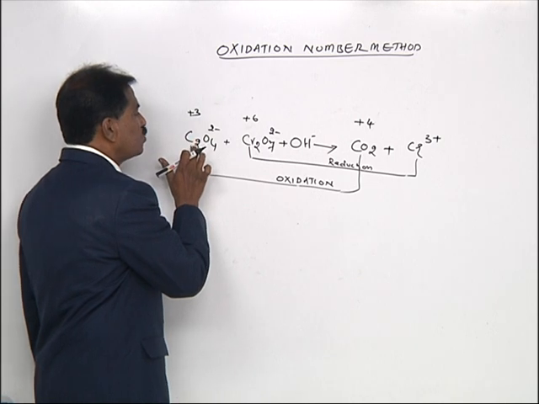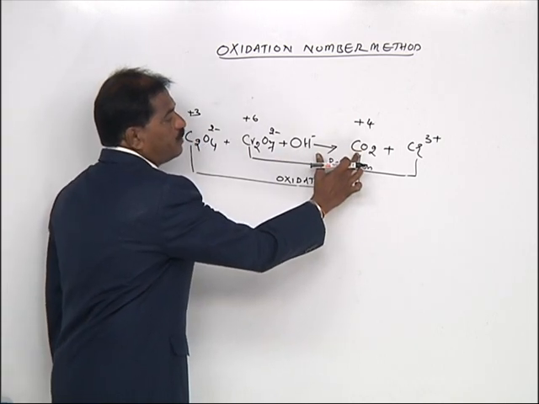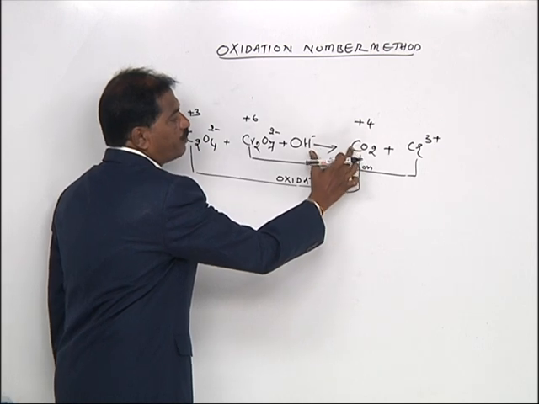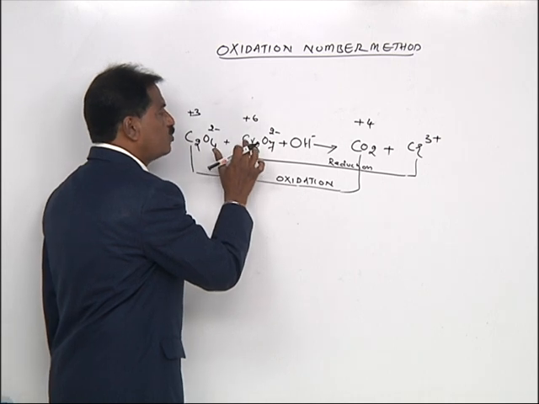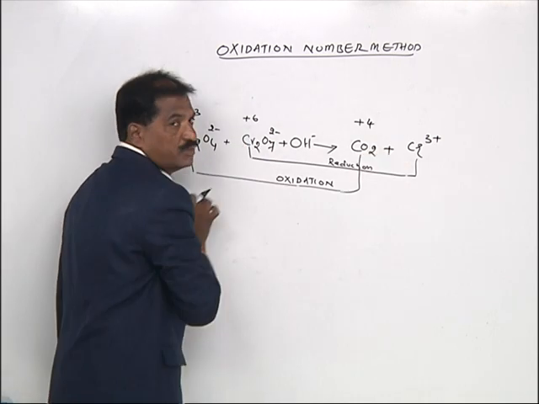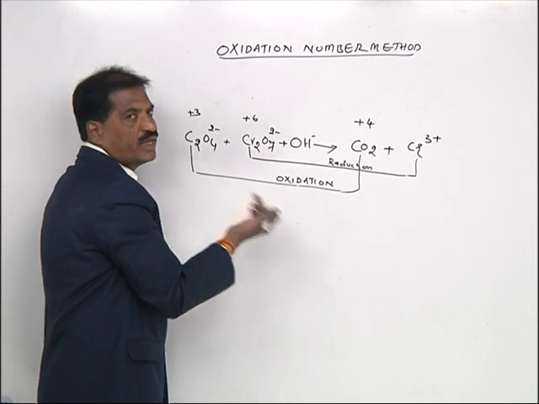See, here two carbon atoms were shown, here only one carbon. So, by keeping a suitable number before the formula, we can balance the carbon atoms. Similarly, chromium atoms also. Here two chromiums were shown, here only one chromium is shown. Therefore, first we balance the carbon and chromium before we start the actual process.